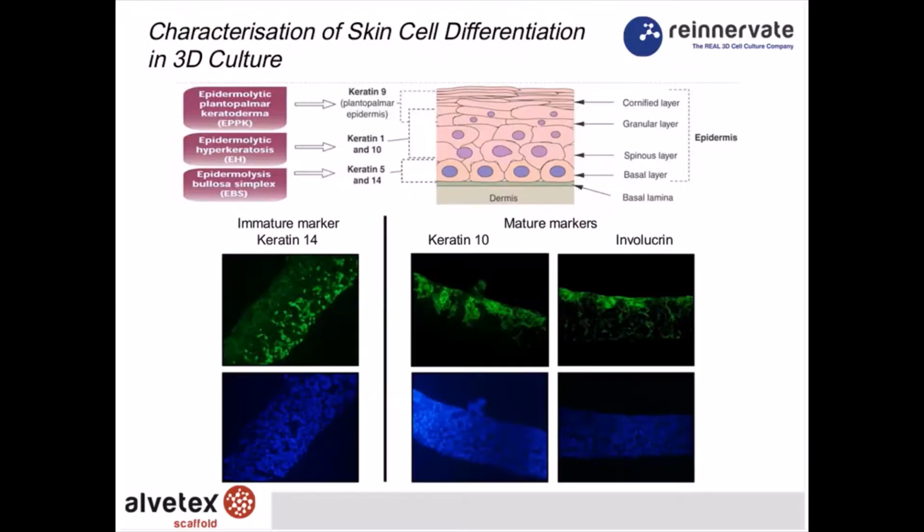We can follow that process nicely using immunocytochemistry. Here's a schematic showing the various proteins expressed as these keratinocytes migrate from an immature state to the surface and mature and differentiate, forming the cornified layer. You can see that various markers are expressed. Keratin 14 is expressed in the bottom. You can see that in the bottom here of this culture, whereas keratin 10 is more mature, higher up, and involucrin is a mature marker of the top layers. You can see that on the very surface.